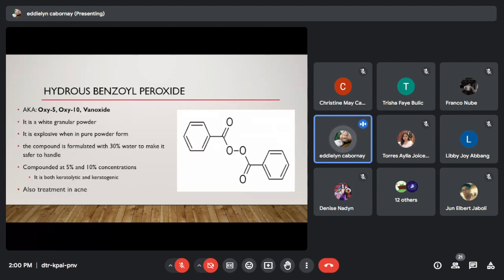Okay, so what do we mean by keratolytic? So denaturing effect on the keratin that produces excessive skin. Okay, so it can be used also for the treatment of acne. The common dosage form that is used for treating acne is ointment. So one of the most common treatments has an active ingredient of benzoyl peroxide.